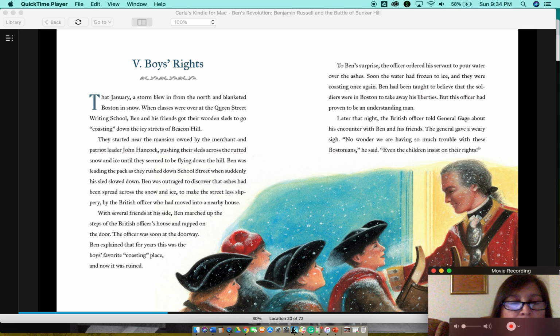The officer was soon at the doorway. Ben exclaimed that for years this was the boys' favorite coasting place, and now it was ruined because of the ashes. To Ben's surprise, the officer ordered his servant to pour water over the ashes. Soon the water had frozen to ice, and they were coasting once again. Ben had been taught to believe that the soldiers were in Boston to take away his liberties. But this officer had proven to be an understanding man.